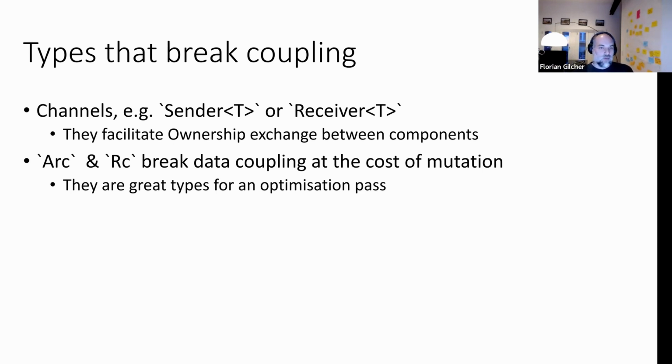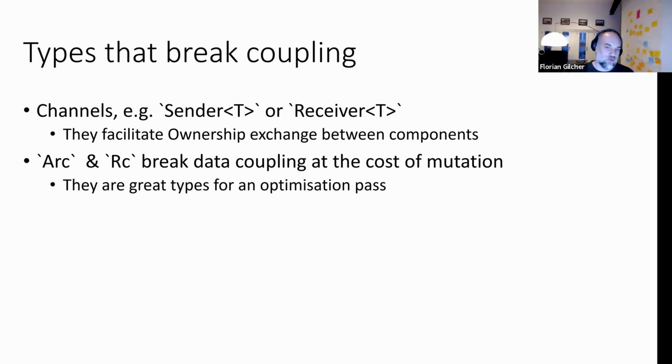Arc and Rc break data coupling over the lifetime that it remains in memory, because Arc and Rc make sure that data remains in memory as long as there are parts of the system using it, at the cost of mutation. So that is a trade-off here. Components reading from a section of immutable data in memory don't need to care about each other. Once they introduce mutation and writing again, we're back to not square one, but maybe square three, where they do need to find some way to negotiate.